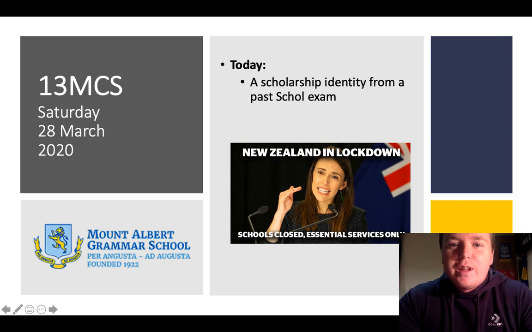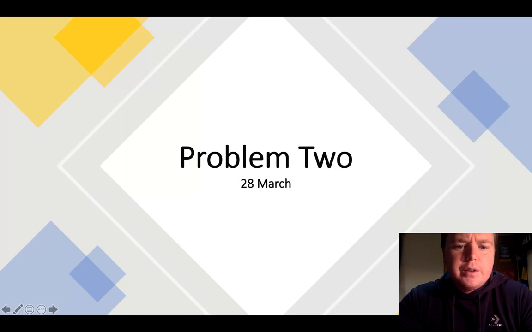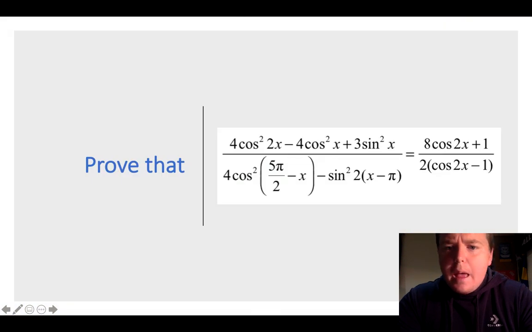So, we're going to look at a past scholarship exam question today, and we're going to look at 2 different ways of solving it. It's from the 2015 exam. Okay, so here's the problem. It looks like an absolute mess on the left-hand side. A mixture of double angles and single angles, and on the right side it looks real tidy. The denominator has a common factor, suggesting there's going to be some factorizing going on. I would say start on the left because there's more to simplify.